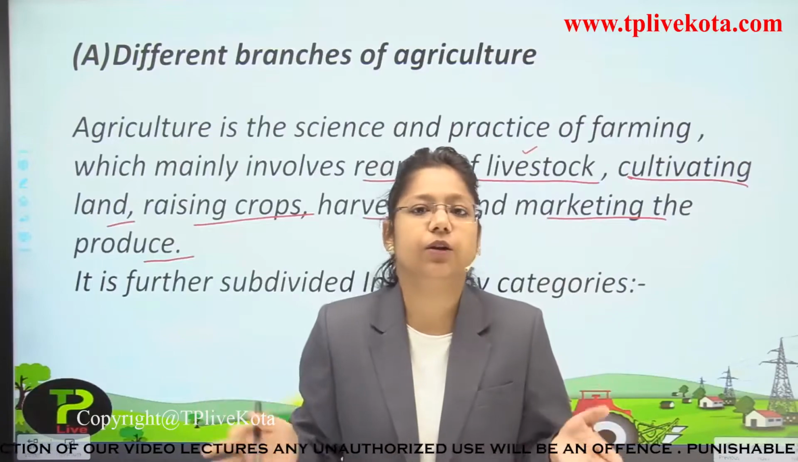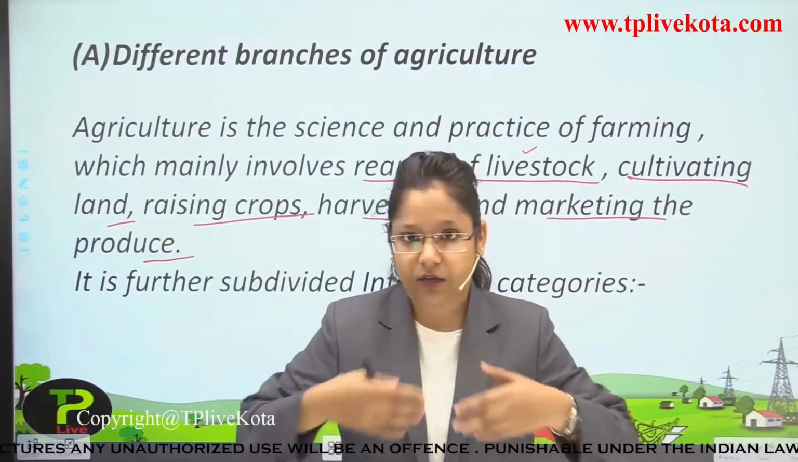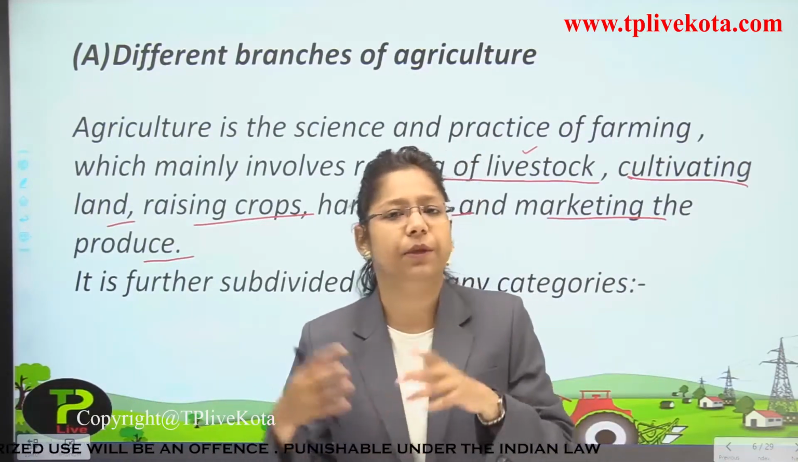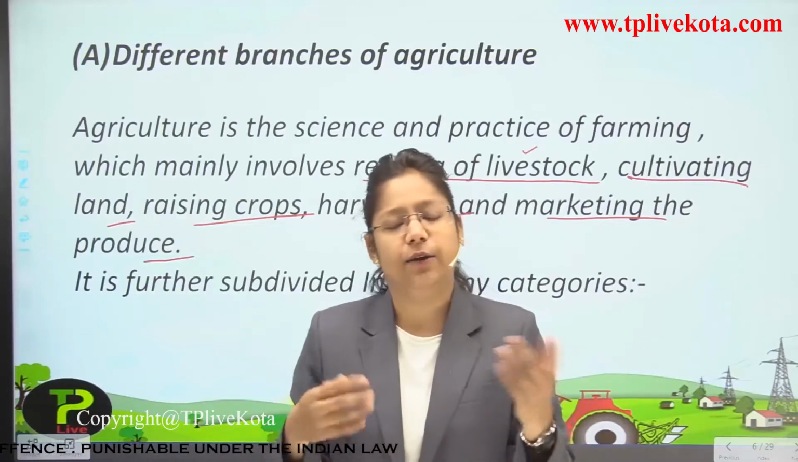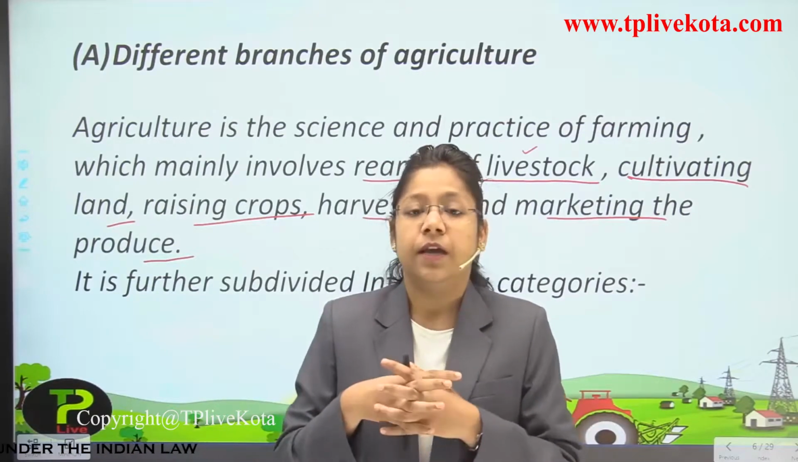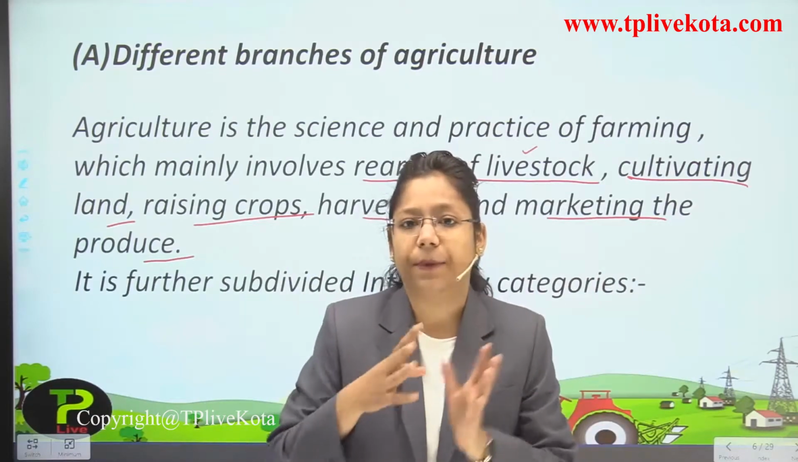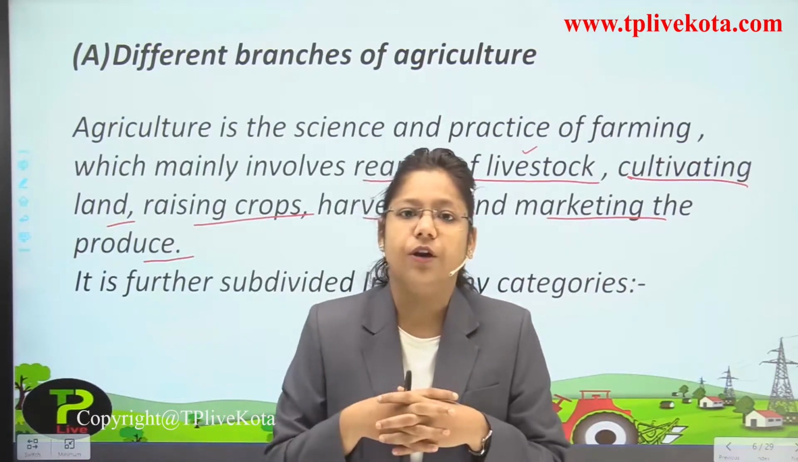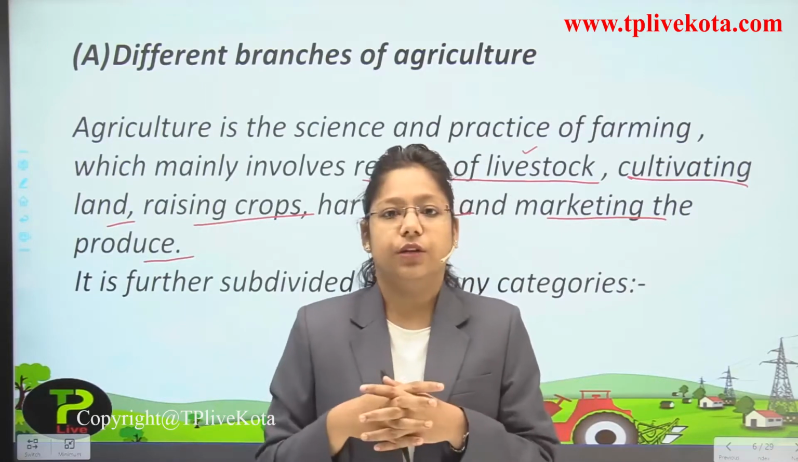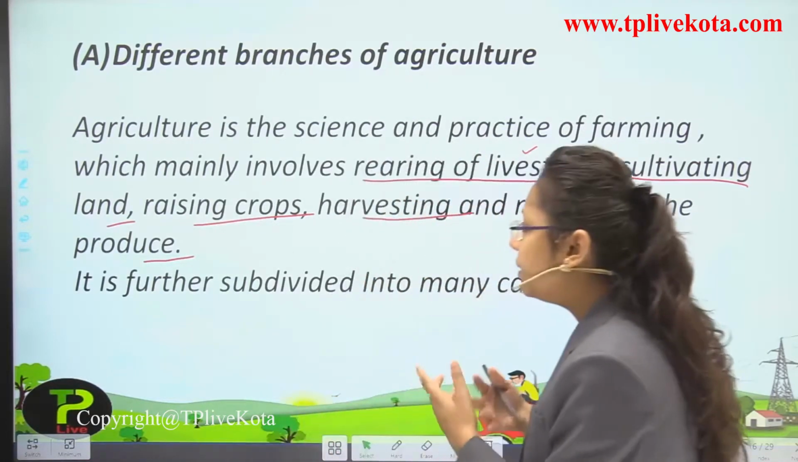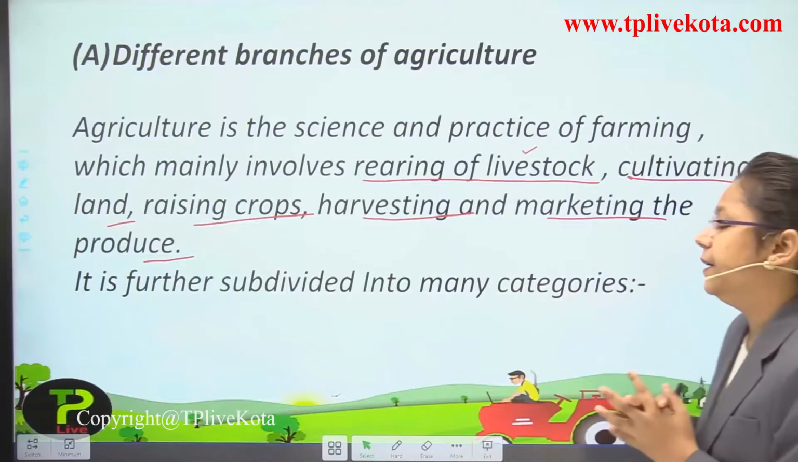The last is marketing the produce. If a particular farmer is growing wheat or maize or barley or any crop on a huge mass of land, it should be marketed, meaning it should be supplied to the market for the purpose of human use. Now next, it is further subdivided into many categories.